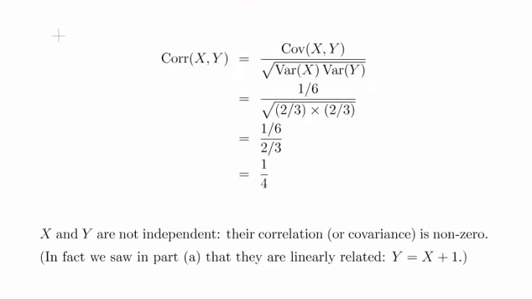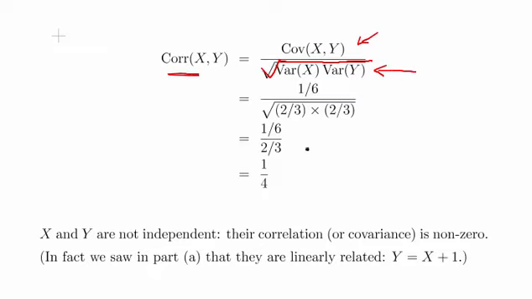Moving on, we're asked to find the correlation of x and y, and that is simply calculated using the covariance of x and y and the variances of x and y. So we have the covariance of x and y over the square root of the product of the variances of x and y. So variance of x times the variance of y, get the square root of that. Okay, so we have 1/6, which we found in the last part, that's our covariance, divided by the square root of 2/3, which is the variance of x, times 2/3, which is the variance of y.